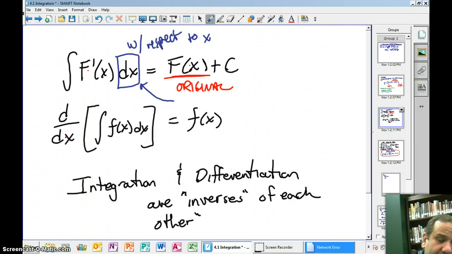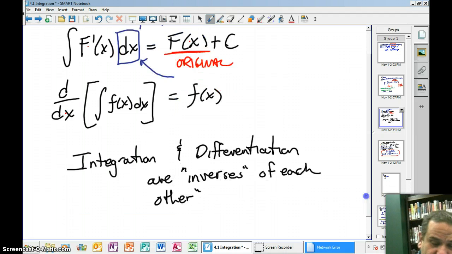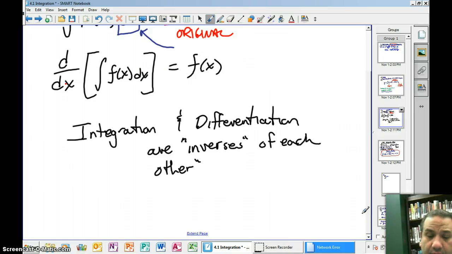If I do the integral of f prime of x dx with respect to x, I get the original back. They're inverse operations. Everything in math has inverses. You have operations of derivatives, operations of antiderivatives. So integration is actually the reverse of differentiation. That's all I'm saying here. That's it. We did 3-4 slides in about a minute.